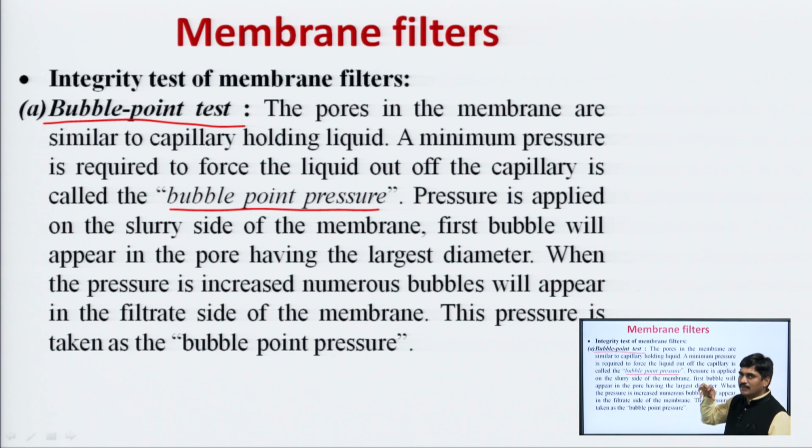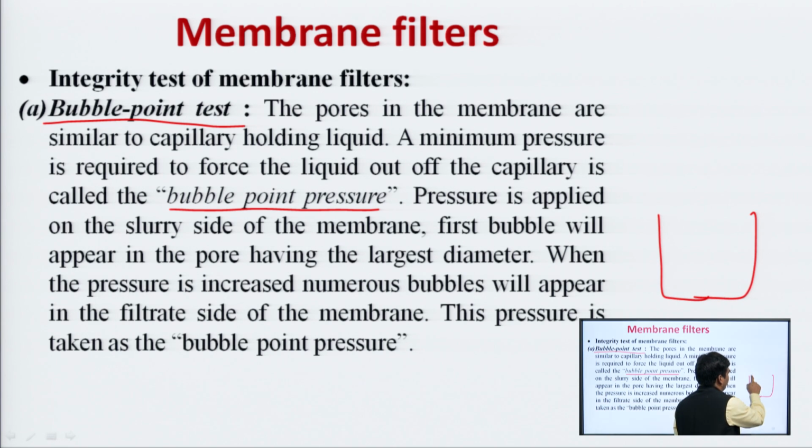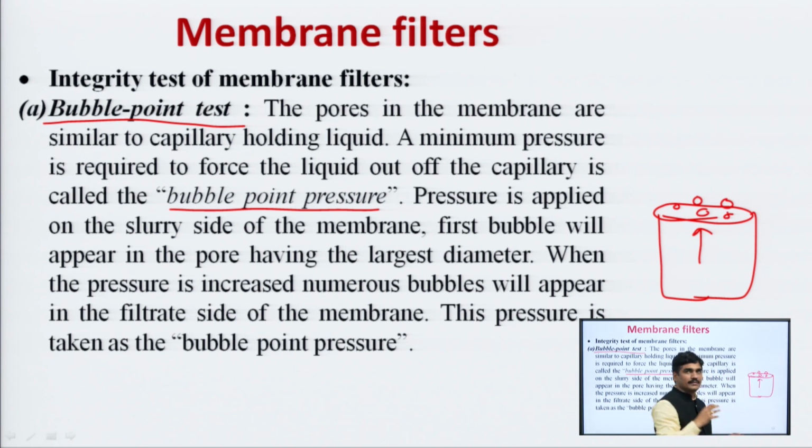That means, when the force is applied, the minimum pressure required to force the liquid out of the capillary is called the bubble point pressure. Suppose this is the equipment, here you have placed the membrane filters, and from the bottom side if you are applying pressure into it, then bubbles will start forming. The pressure at which this bubble starts forming is called the bubble point pressure, and the pressure is applied on the slurry side of the membrane, as it has been explained.